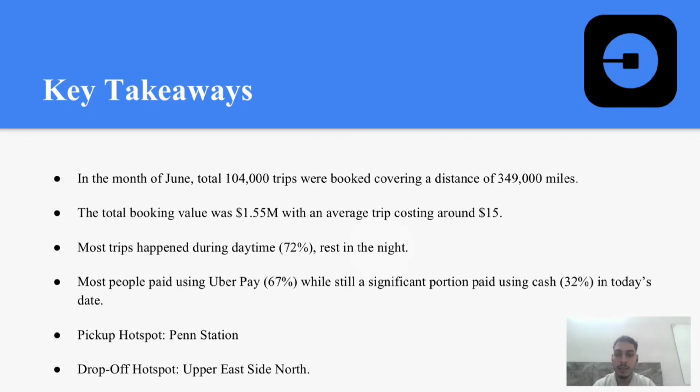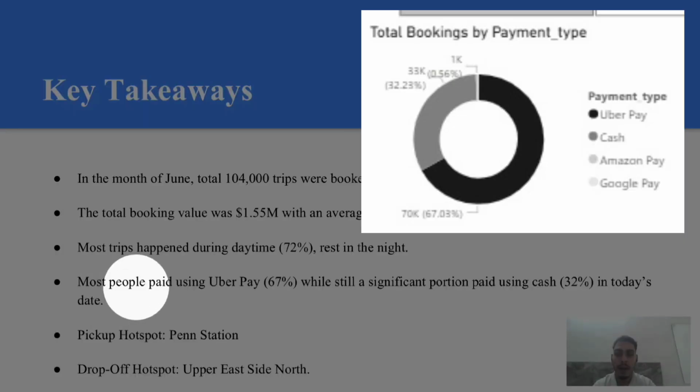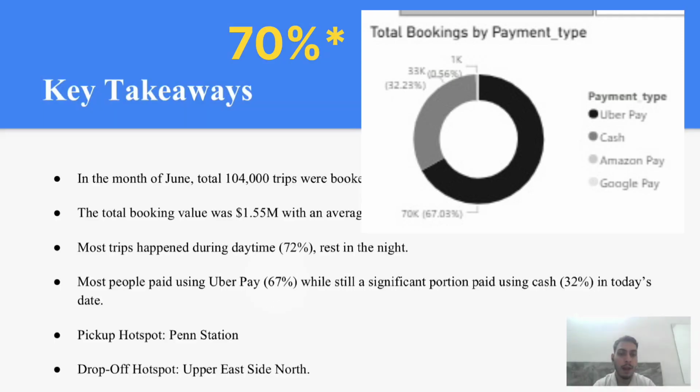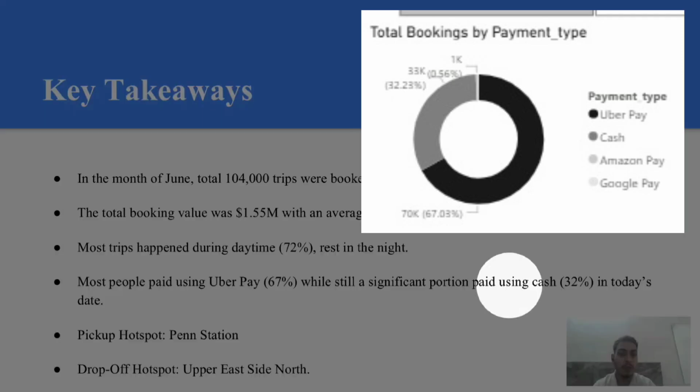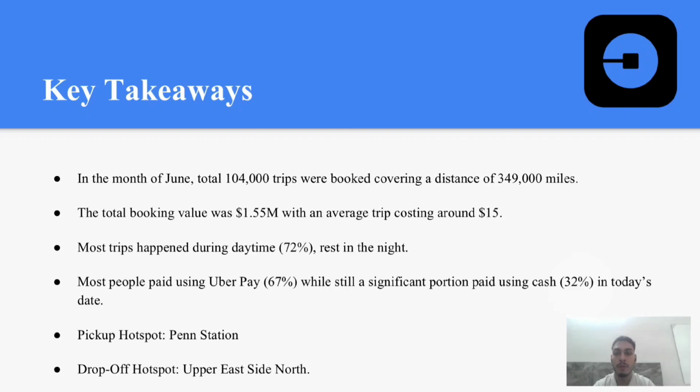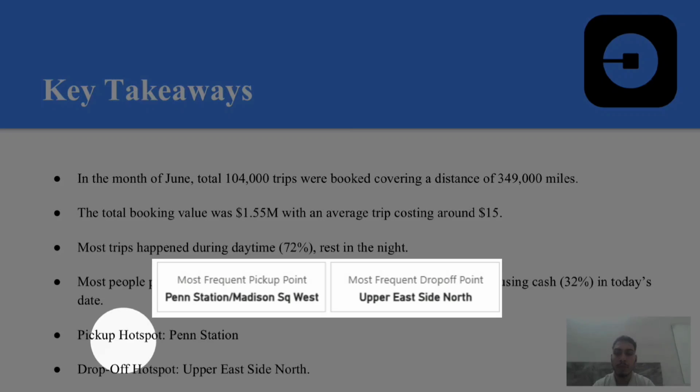And the next is the payment methods, and most people are preferring Uber Pay. 7% people are preferring Uber Pay, and a significant portion are still using cash. In today's day and age, people are still preferring cash. So that is a crucial insight. And next we come to the pickup hotspot. That is the most frequent pickup point, which is Penn Station in this case for the month of June.